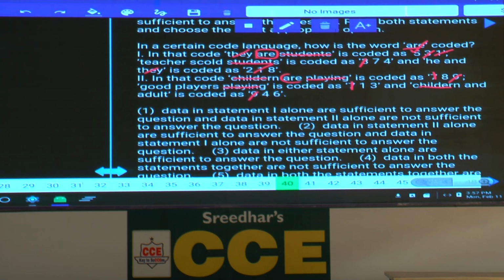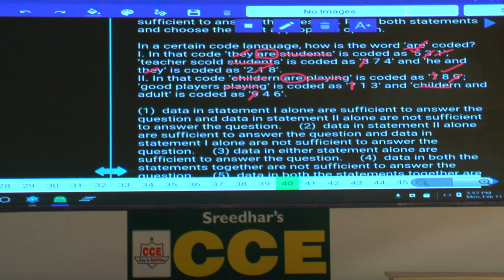Then here what is left over is R. And what is the code left over here? 8. Hence the code to the word R is 8. Am I getting an answer or not? 1 alone is sufficient. 2 alone is also sufficient. Each statement alone is sufficient. That is choice 3 is the answer.